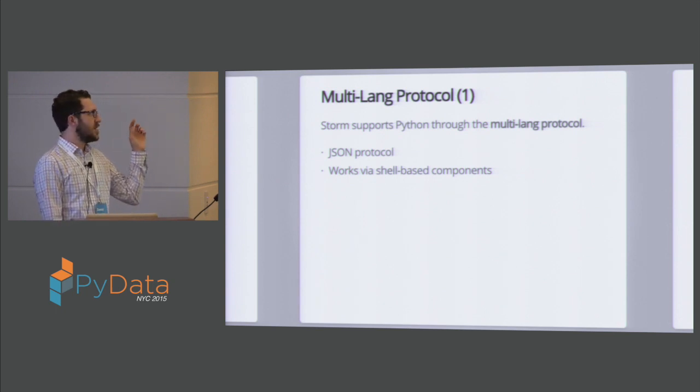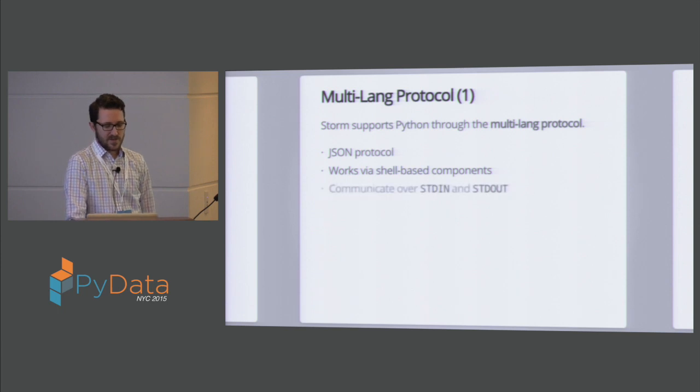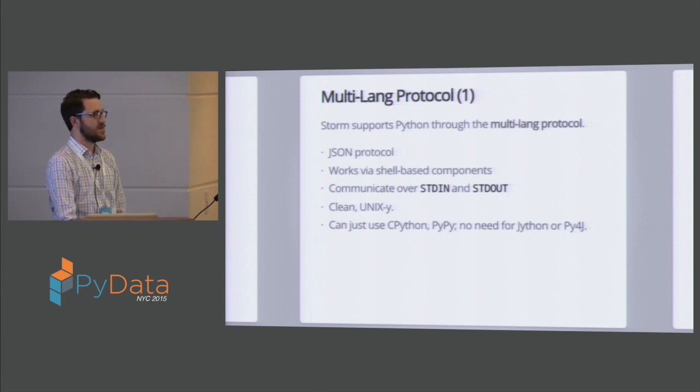Anytime there's a tuple incoming, it first has to go through the Java shell bolt parent process, and then it goes to the Python process. So yeah, they communicate over standard in and standard out. It's kind of a Unixy way of doing it, but it's also pretty clean. The nice thing about the way this works is we can use CPython or PyPy. We don't have to use Jython or Py4j.